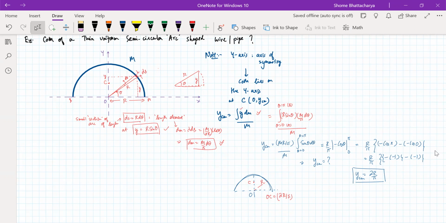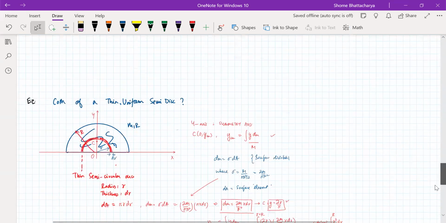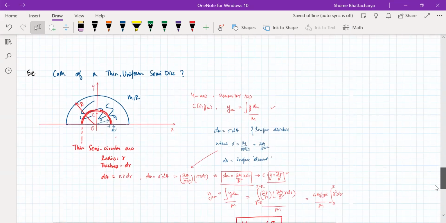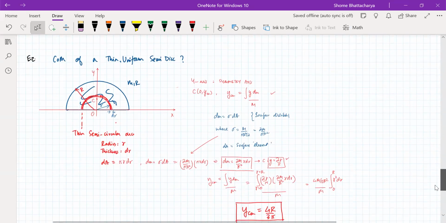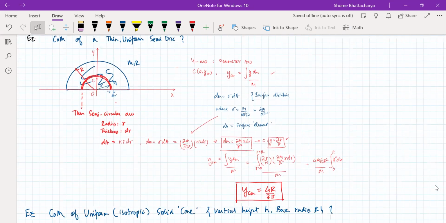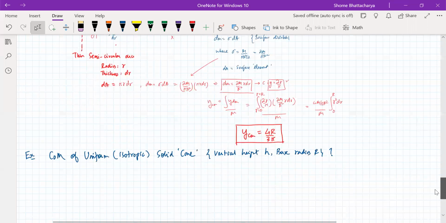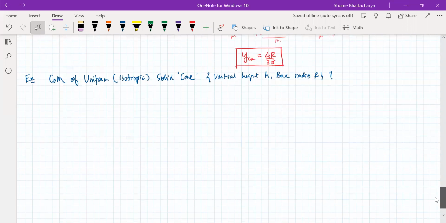Got it. So the semi-disc which I sliced into those semi-arcs, any one particular semi-arc which is of radius small r, its center of mass is located at 2r by pi from the origin on the y-axis, right? Got it. So we are making use of the result that we got by integration earlier. It comes directly from that.